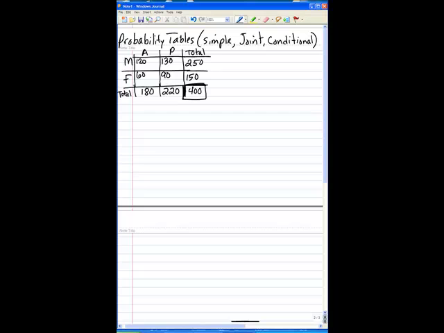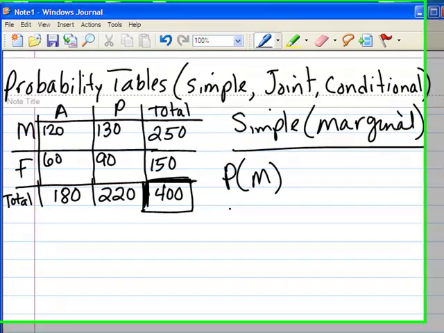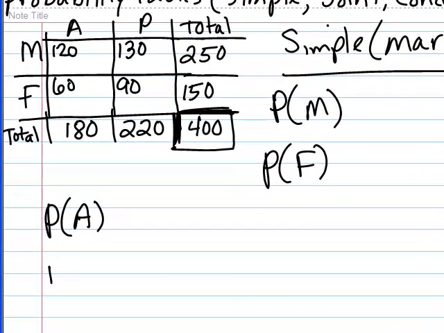So let's talk about simple, which is sometimes called marginal, probabilities. Simple or marginal probabilities are the probabilities of the events that you see at work: the simple probability of being a man or the probability of being a woman, a female, and then the probability of buying a car because of its appearance or the probability of buying a car because of its performance.